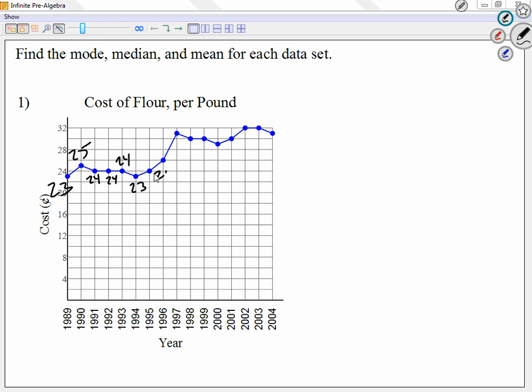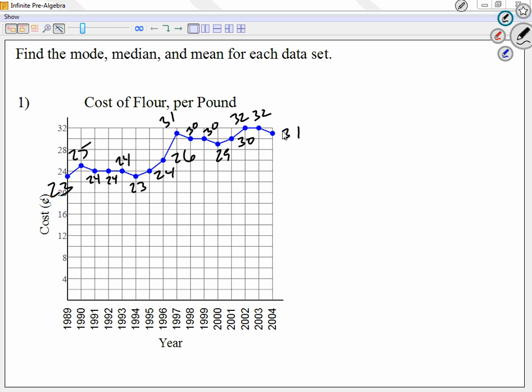23, 24, 26, 31, 30, 30, 29, 30, 32, 32, and 31.